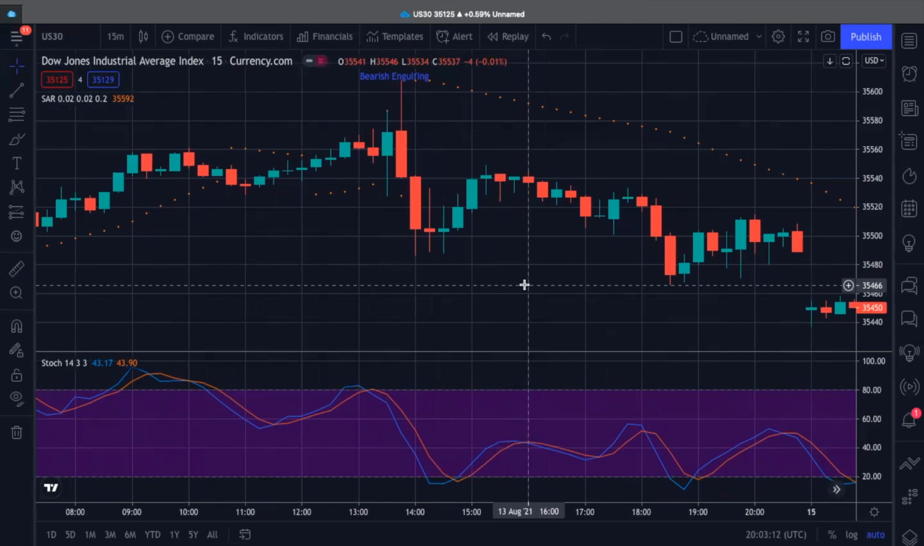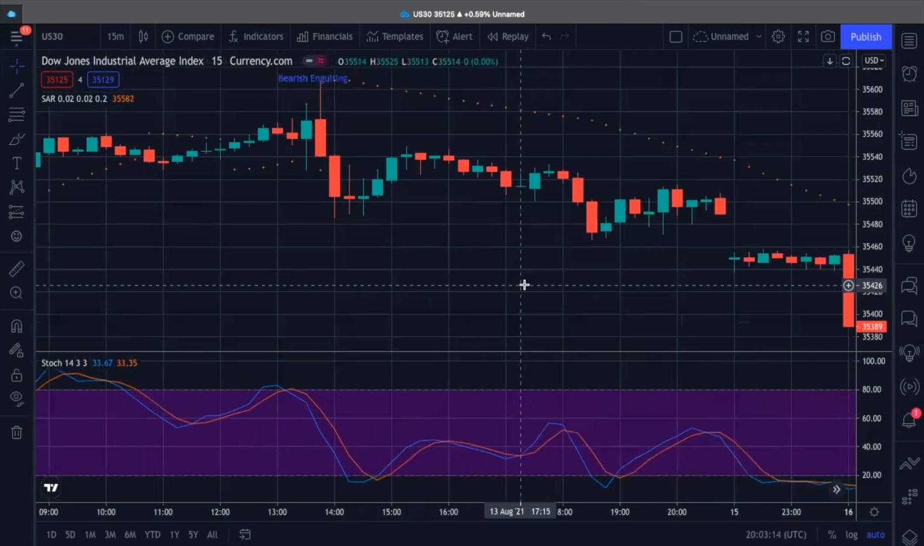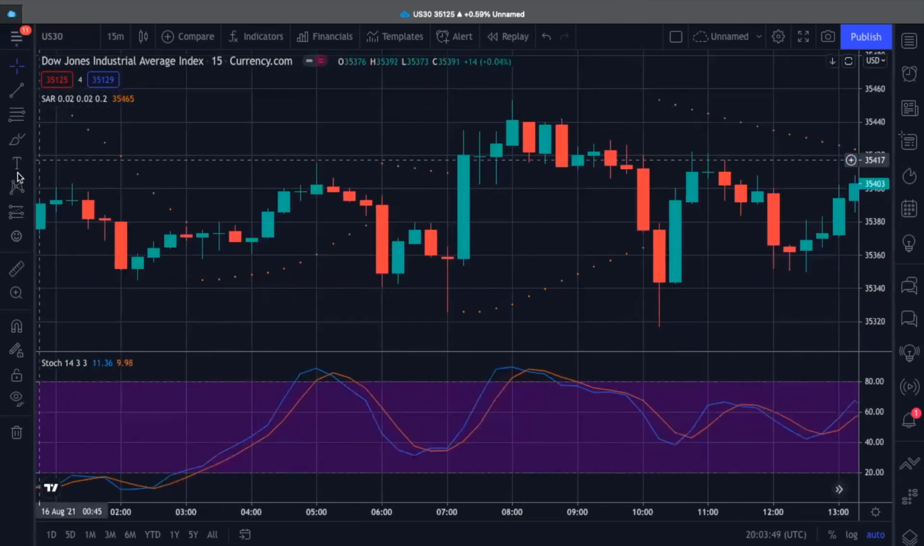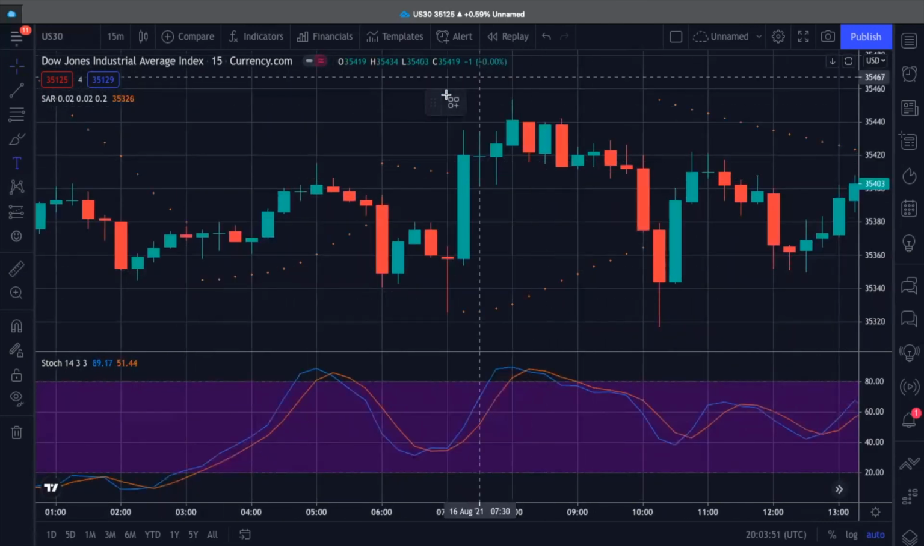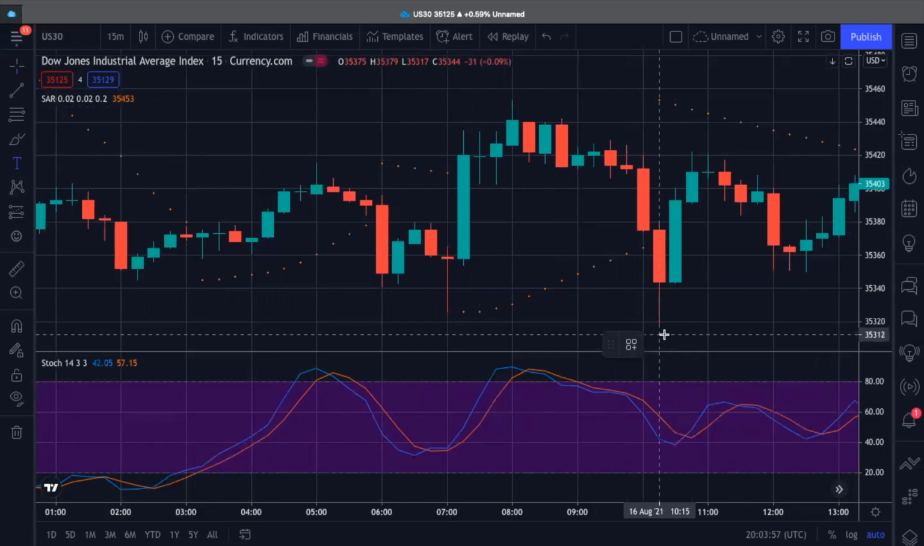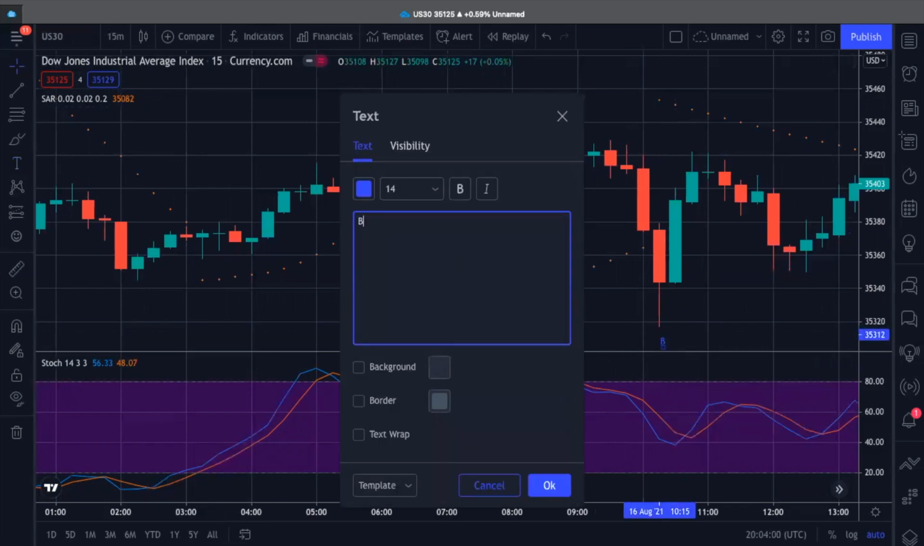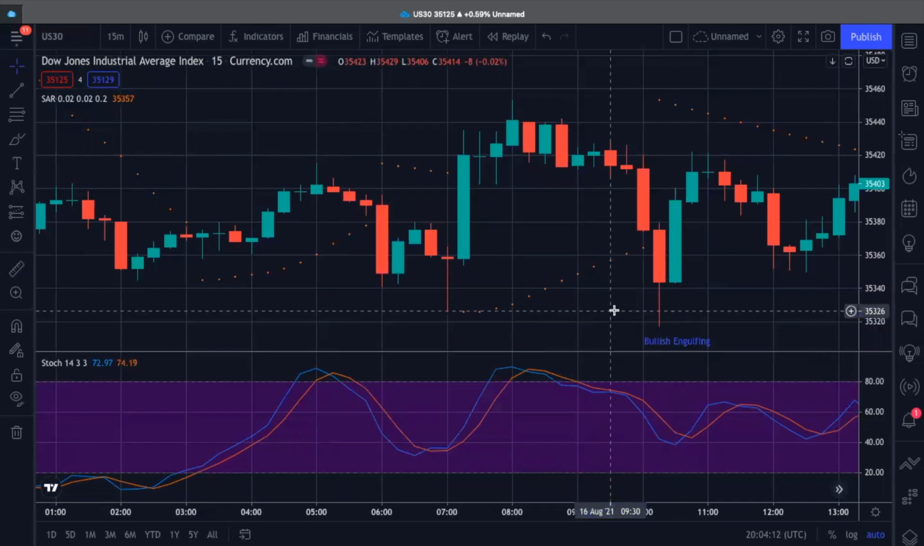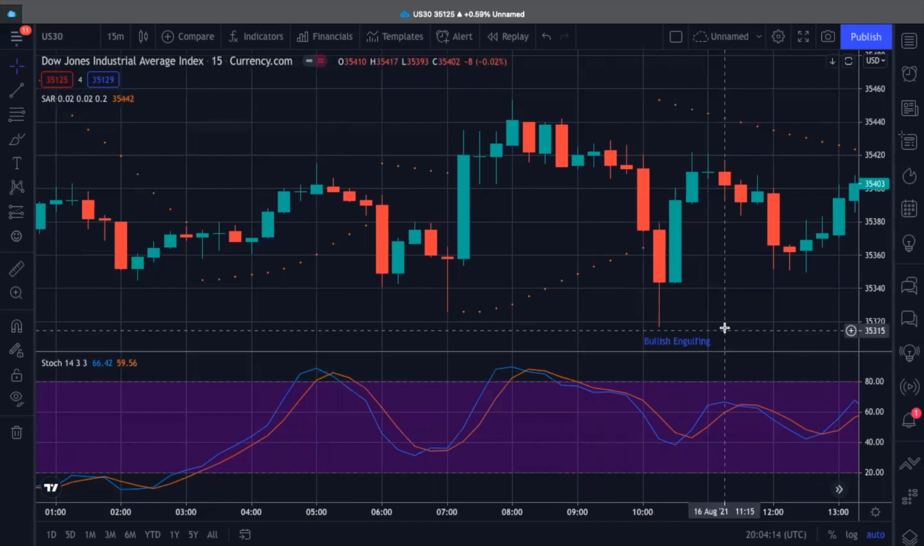So we're going to go into the future a little bit. We're going to go into the future, right? All right. So I have found one, guys. This is our bullish engulfing, okay? So I'm going to put a text right here, so you guys can see it.